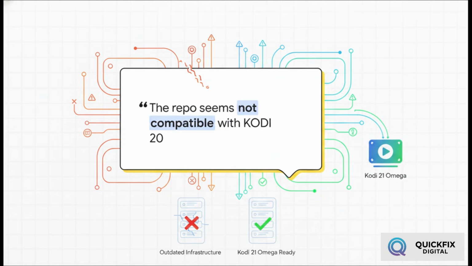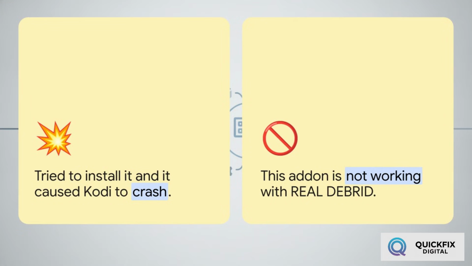This perfectly reinforces just how absolutely vital it is to meet those system requirements. If you try to run this pipeline on outdated infrastructure, it's just going to structurally fail. Upgrading to Kodi 21 Omega is completely non-negotiable for this setup to function. But beyond version compatibility, there are a few other operational hazards you should know about.